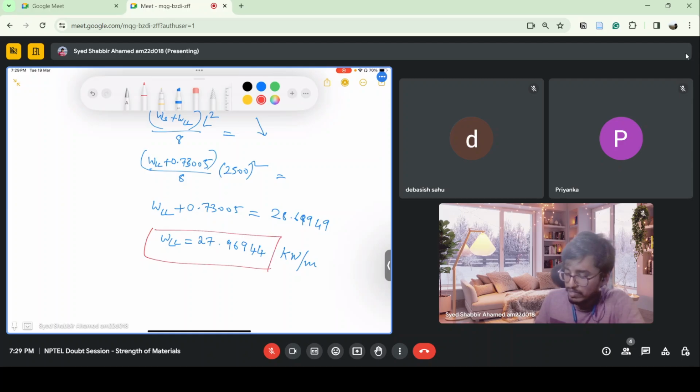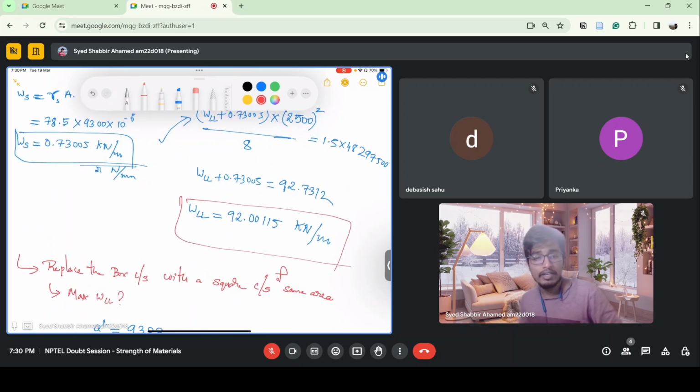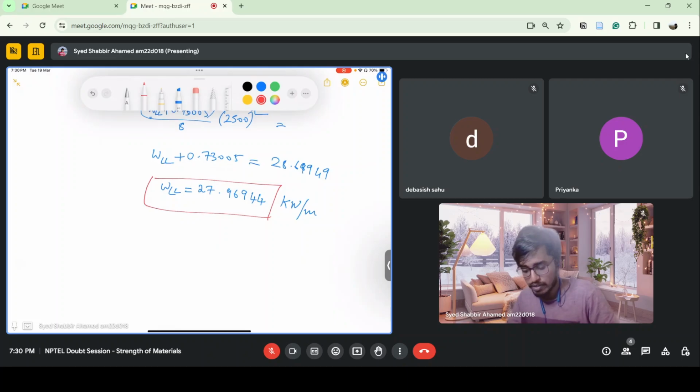So you can see that for the same area of cross section, the box section has greater moment of inertia. That's why it will take more load compared to a square cross section. The permissible live load for the box section is 92 point something kilonewton per meter. Here it is only 27.969. So we can see the effect of moment of inertia for different sections.